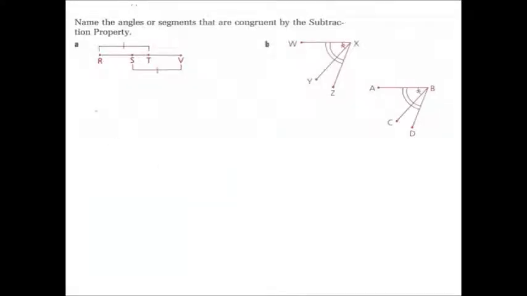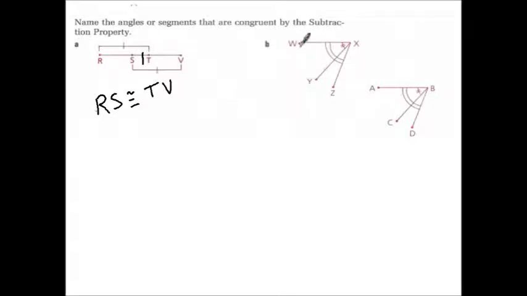Alright, so now we're going to name the segments or angles that are going to be congruent by the subtraction property. So let's look at this first one right here. We know that the big piece, RT, is going to be congruent to the big piece, SV. What I see here is that ST is an overlapping piece in the middle. What I'm left with is the smaller segment, RS, congruent to segment TV. All I did is subtract out that common piece.